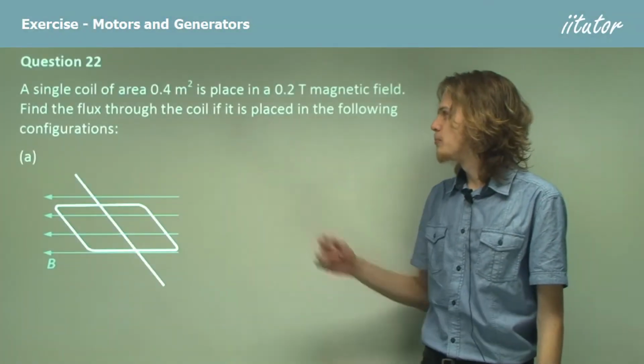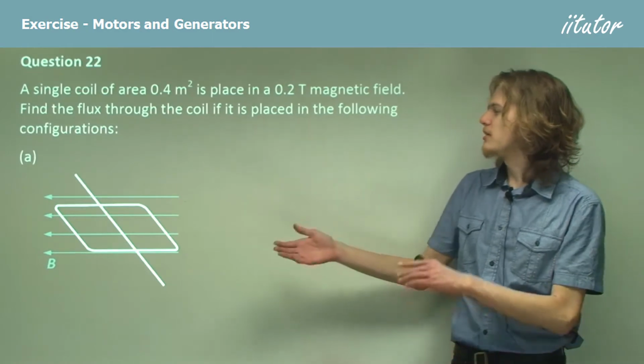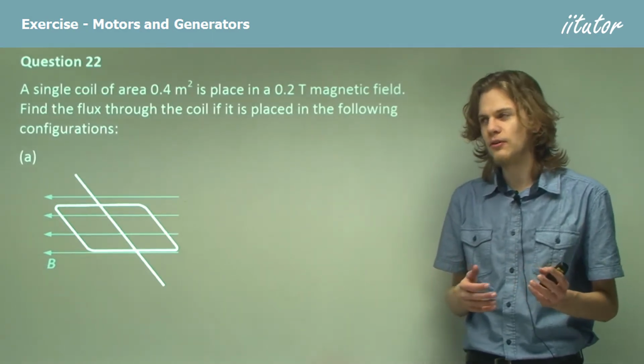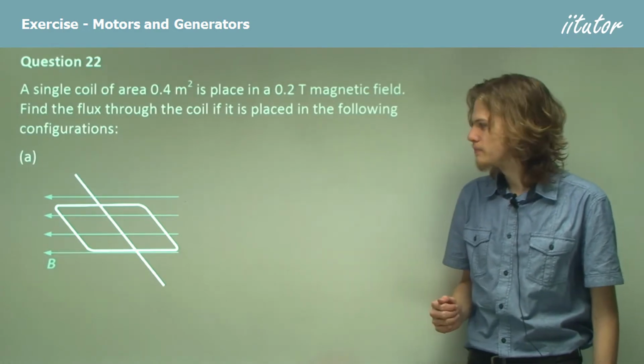A single coil of area 0.4 meters squared is placed in a 0.2 Tesla magnetic field. Find the flux through the coil in these different configurations.